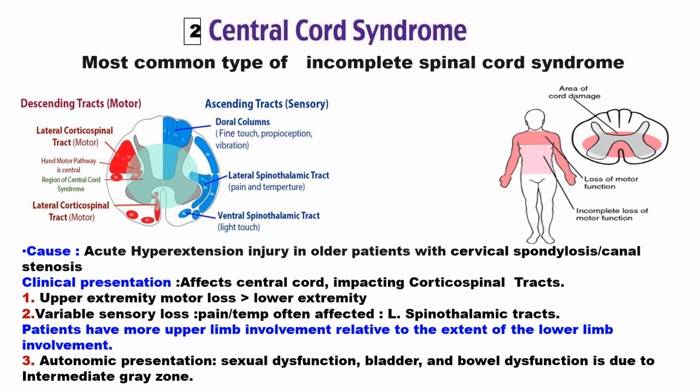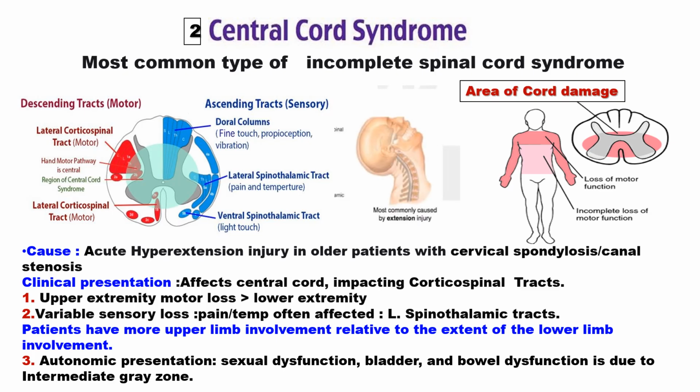Coming to the next incomplete spinal cord syndrome, that is central cord syndrome. Area of cord damage, mainly due to the acute hyperextension or injury in an older patient with cervical spondylitis or canal stenosis. Clinical presentation involves the central part, impacting the corticospinal tract. The upper extremity loss is more than lower extremity.